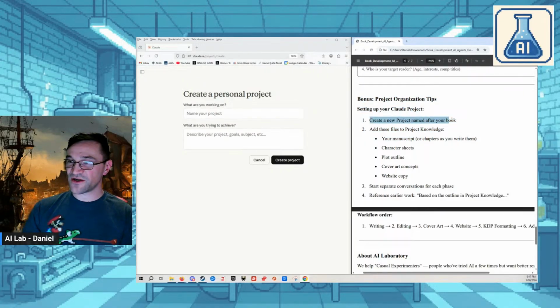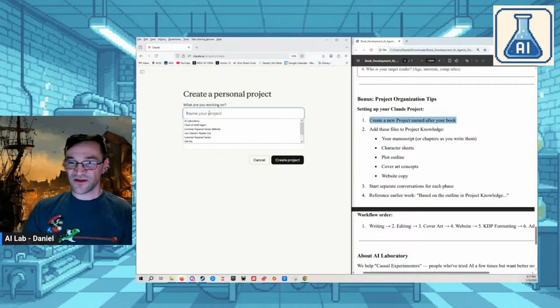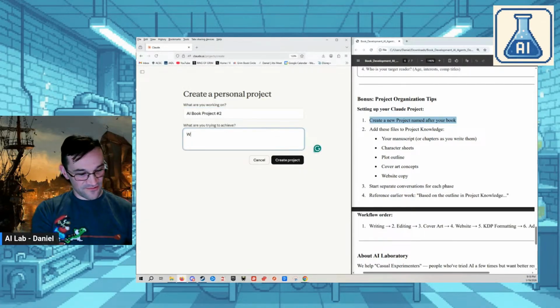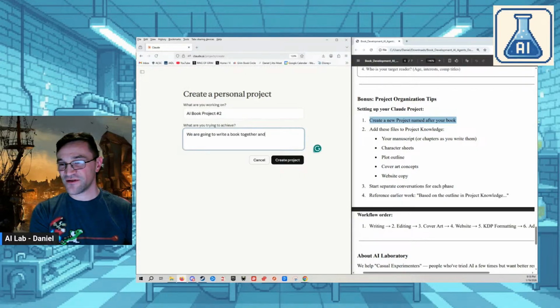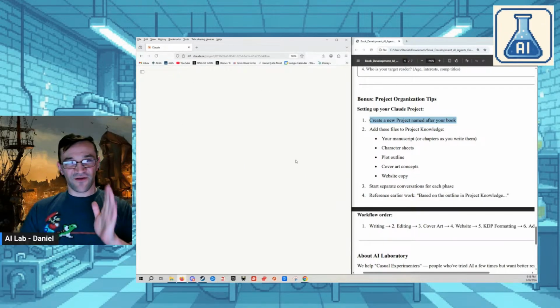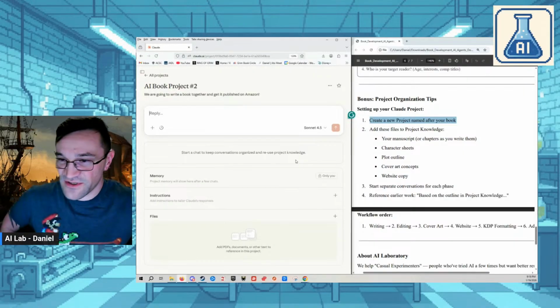First up, we're going to create a new project for my book. We'll call this AI Book Project number 2, because I've already done number 1. For project goals: we are going to write a book together and get it published on Amazon. I would encourage you to add a little more detail when creating your description here, but for the most part, that's not terribly important.